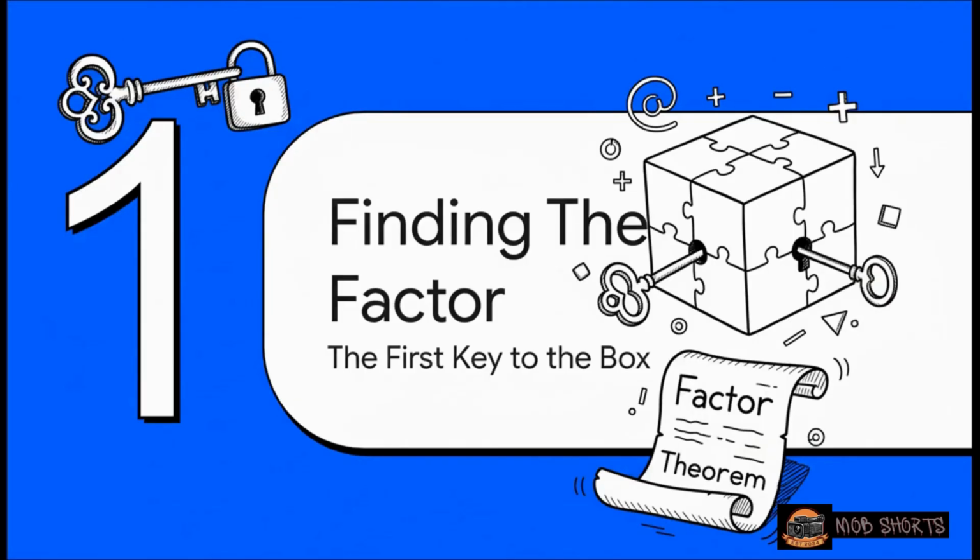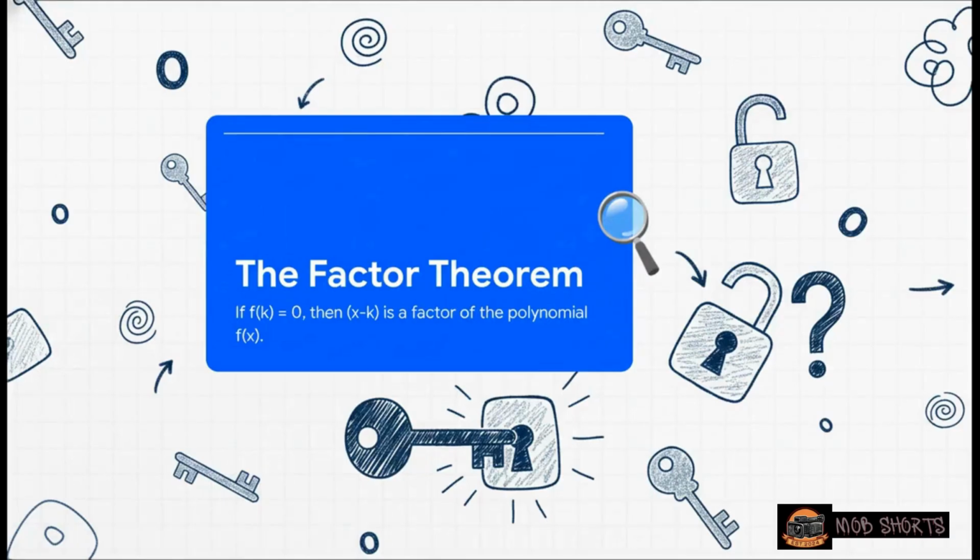Okay, first things first. We need to find a factor. This is our first key, the one that's going to pop open the very first lock on this puzzle box. And the tool we're going to use to find it is called the Factor Theorem. Now, the Factor Theorem sounds super technical, but the idea behind it is actually beautiful in its simplicity. All it's saying is this: if you can find a number, let's just call it k, that makes the entire equation equal 0 when you plug it in, then bingo, you found a factor, and that factor is x minus k. It's literally like trying different keys in a lock until you hear that satisfying click.